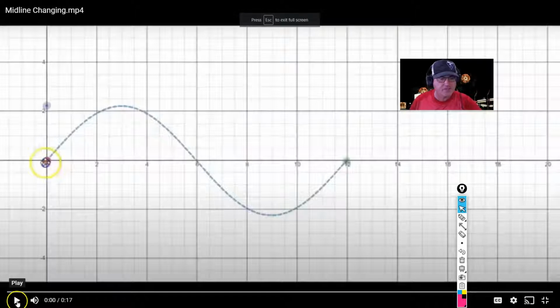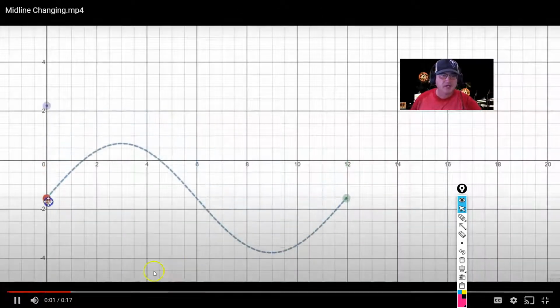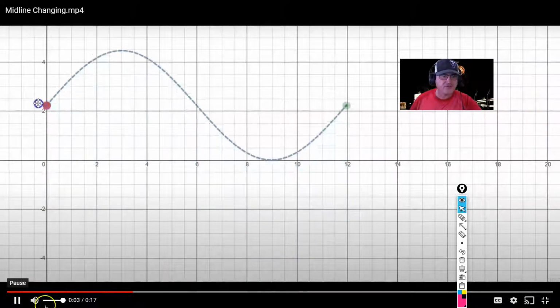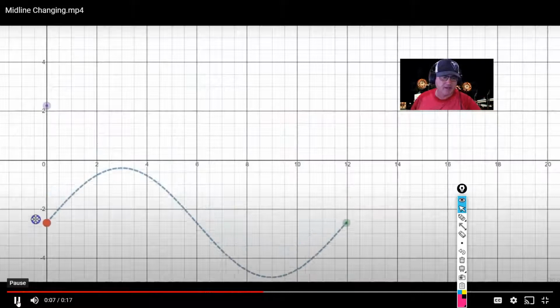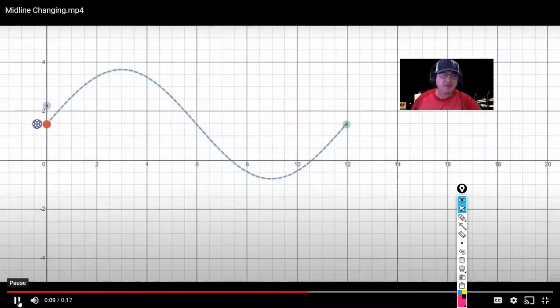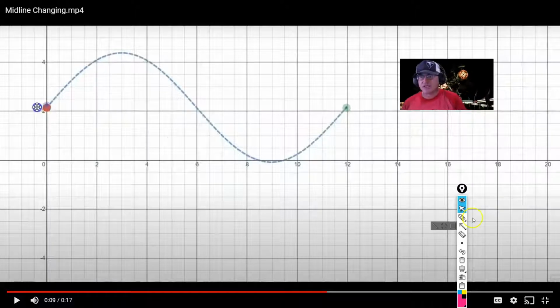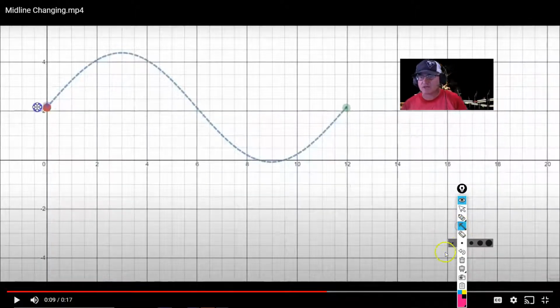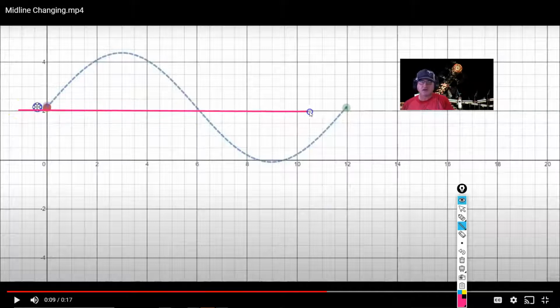When we take a function and start playing with its midline, all that does is raise the function up and down. It just slides it up and down. So these all have different midlines. A midline is a horizontal line between a high point and a low point. So our midline here would be this pink line.